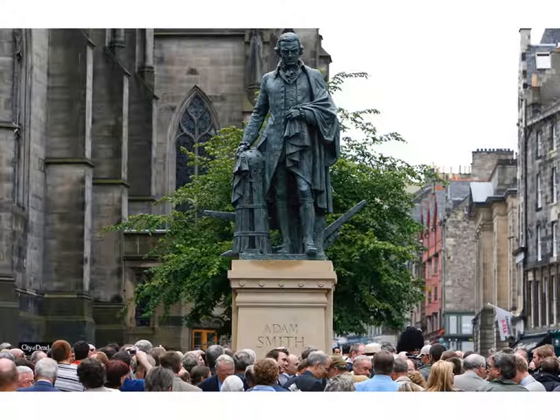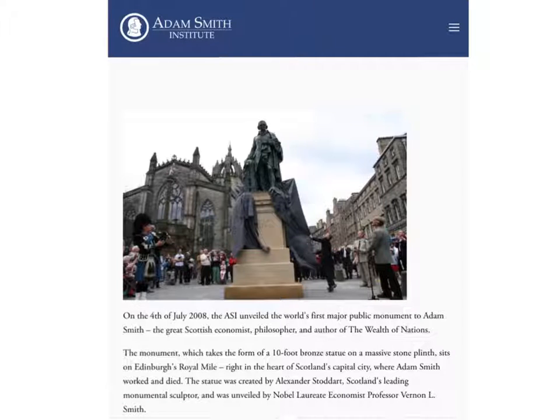This is the statue of Adam Smith in Edinburgh. It's on the High Street, which is the main historic street in Edinburgh. And it's surprising, but this statue was only erected a few years ago. The person who unveiled the Adam Smith statue and gave a dedication was Vernon Smith, who has been a visitor at UAA and actually has emeritus faculty status at UAA.